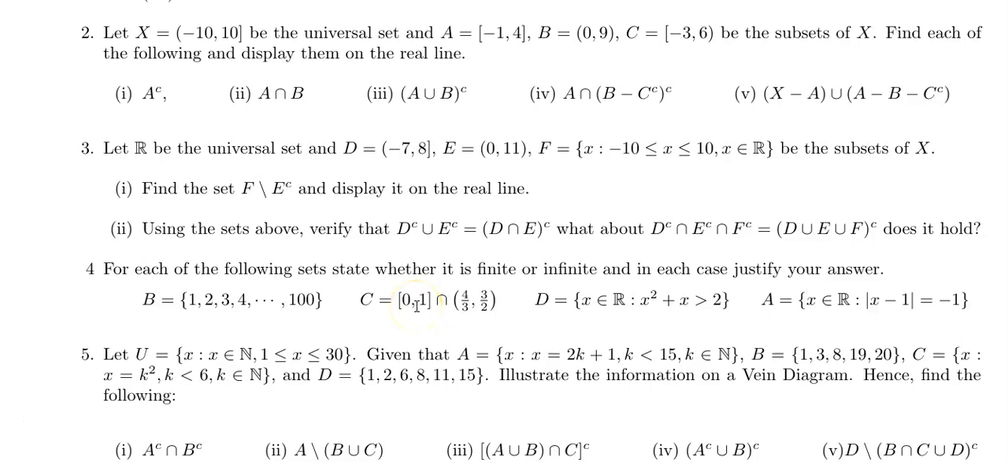This is MSM 11 tutorial sheet 1. The question reads, let X be equal to the brackets. As you can see, we have the open and the closed bracket. I'm going to explain this. B, the universal set, and A is equal to (-1,4), B is equal to (0,9), and C is equal to (-3,6), B the subsets of X. That means to say A, B, and C are subsets of X, meaning X is the universal set. Find each of the following and display them on the real line.